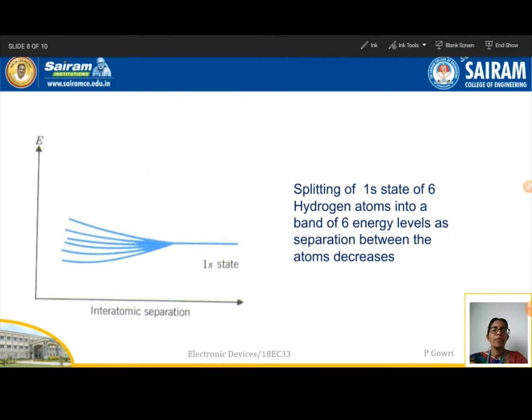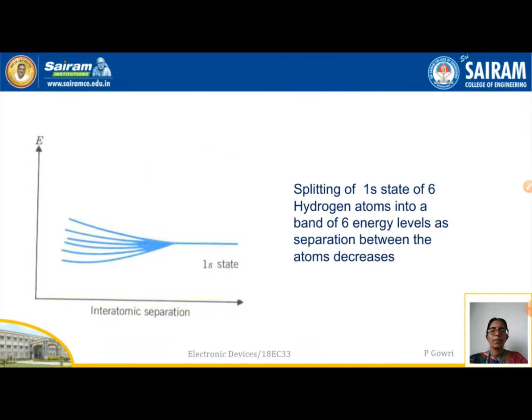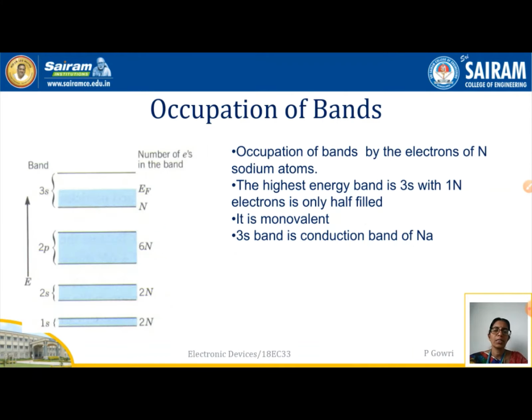In this case, when 6 hydrogen atoms are brought together, we know that each hydrogen atom has a valence of 1 electron. So the 6 valence electrons will occupy the 1s state, which when brought together will have 6 energy levels as the separation between the atoms decreases.